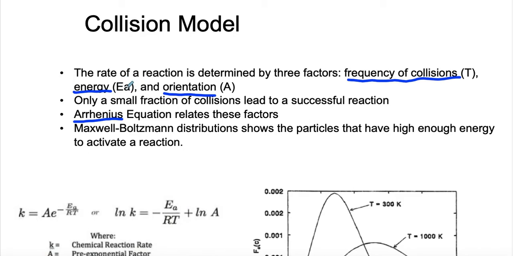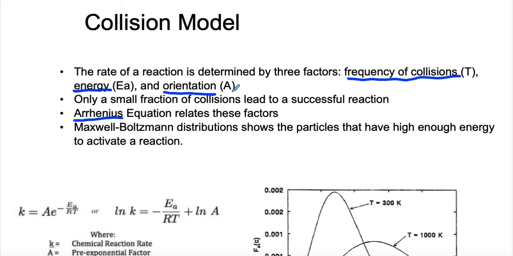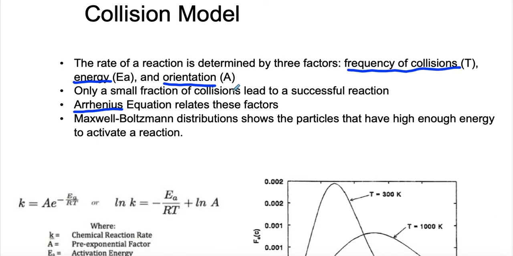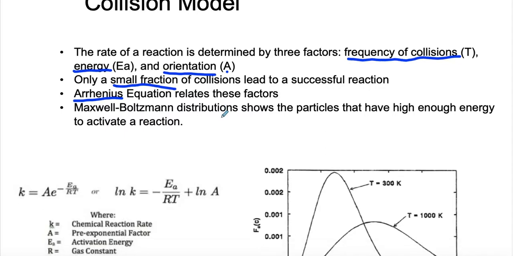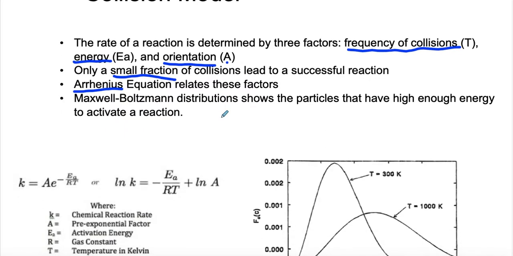Your activation energy is determined by the type of reaction, and orientation is do molecules have to be in a certain rotation in order to actually react. So generally, only a very small fraction of collisions lead to a successful reaction, and that is usually given by that A factor. That A is the success rate of the collision.